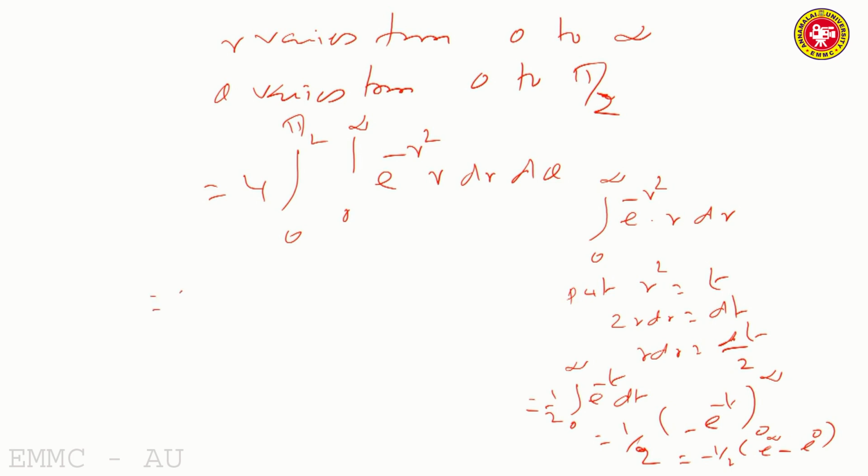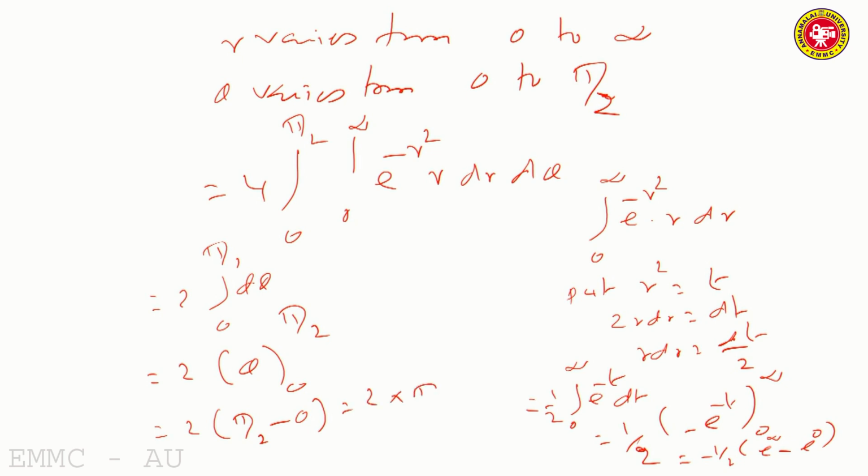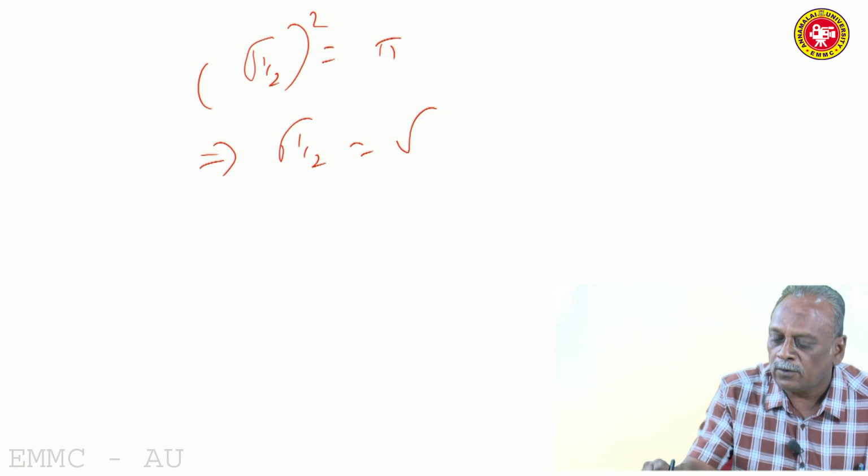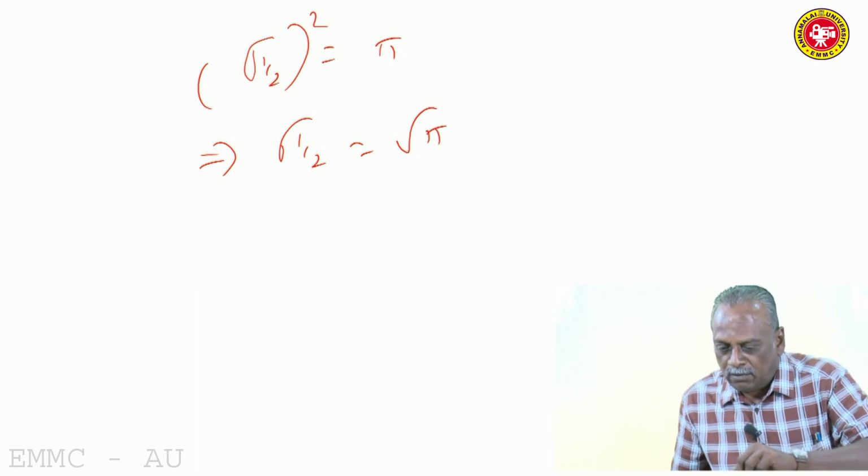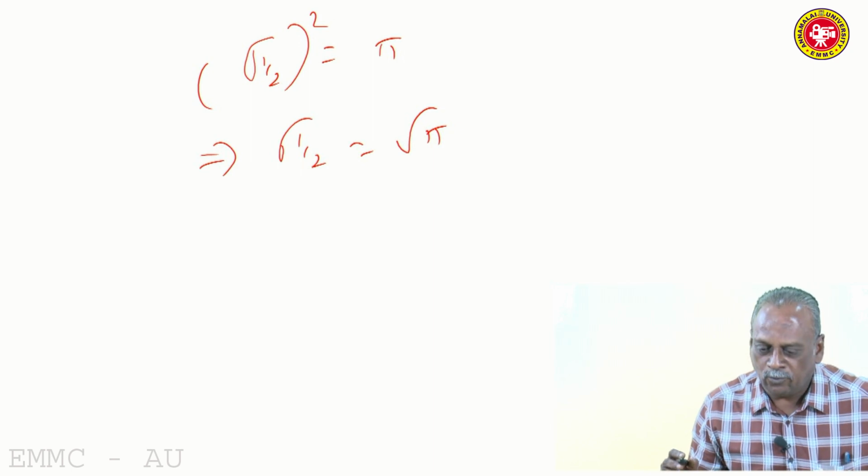So this becomes twice integral 0 to pi by 2 d theta. Twice integral d theta, theta 0 to pi by 2. Putting upper limit pi by 2 minus lower limit 0, that is 2 into pi by 2, the 2 will cancel, it becomes pi. The left hand side, gamma 1 by 2 whole square equal to pi, which implies gamma 1 by 2 equal to root pi. So always gamma 1 by 2 equal to root pi.